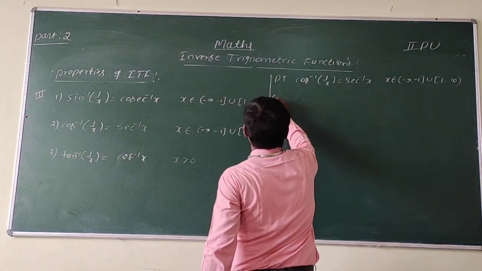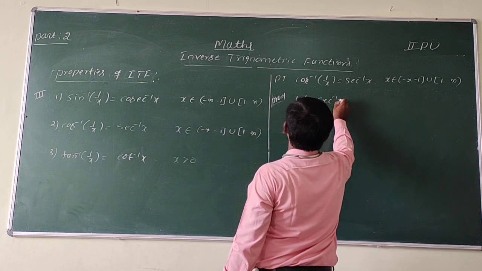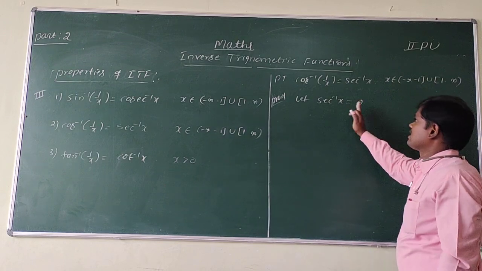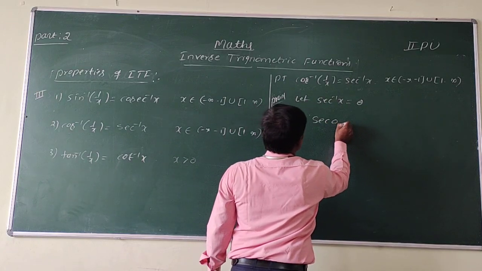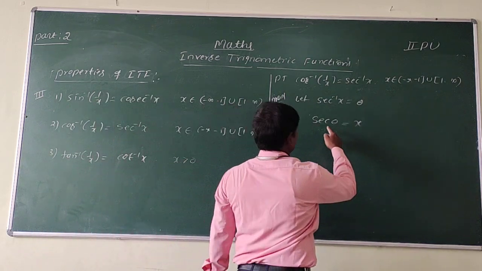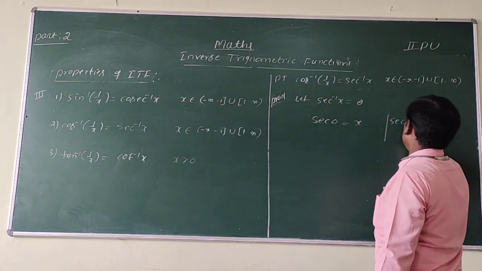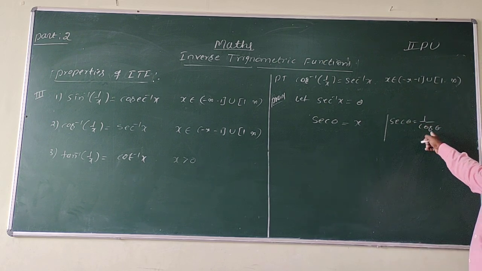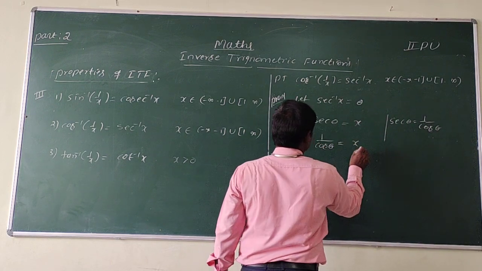Let us see the solution, the proof. Let secant inverse of x be equal to theta. I take the RHS: secant inverse of x is equal to theta. So this implies secant theta is equal to x. Secant is the reciprocal of what? Cos. Therefore secant theta can be written as 1 by cos theta. So 1 by cos theta is equal to x.